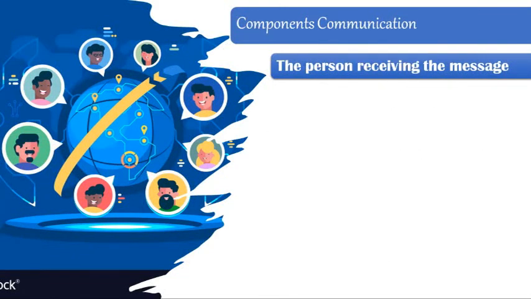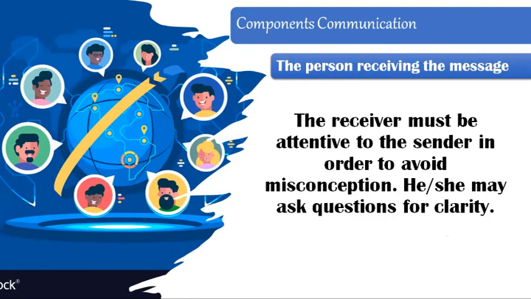Next is the person receiving the message. The receiver must be attentive to the sender in order to avoid misconception. He or she may ask questions for clarity. Let's say, for example, tayo yung sender ng message. No, as a sender of the message, we need to ensure, no, kung ready na bang makinig yung ating mga receiver or yung ating audiences sa ating mga messages, no, just to avoid misunderstanding and even misconception. But as a receiver, for example, we can ask questions lalong-lalo na kung hindi klaro yung mga detalye ng kanyang mensahe, no. So we can ask questions for clarification.